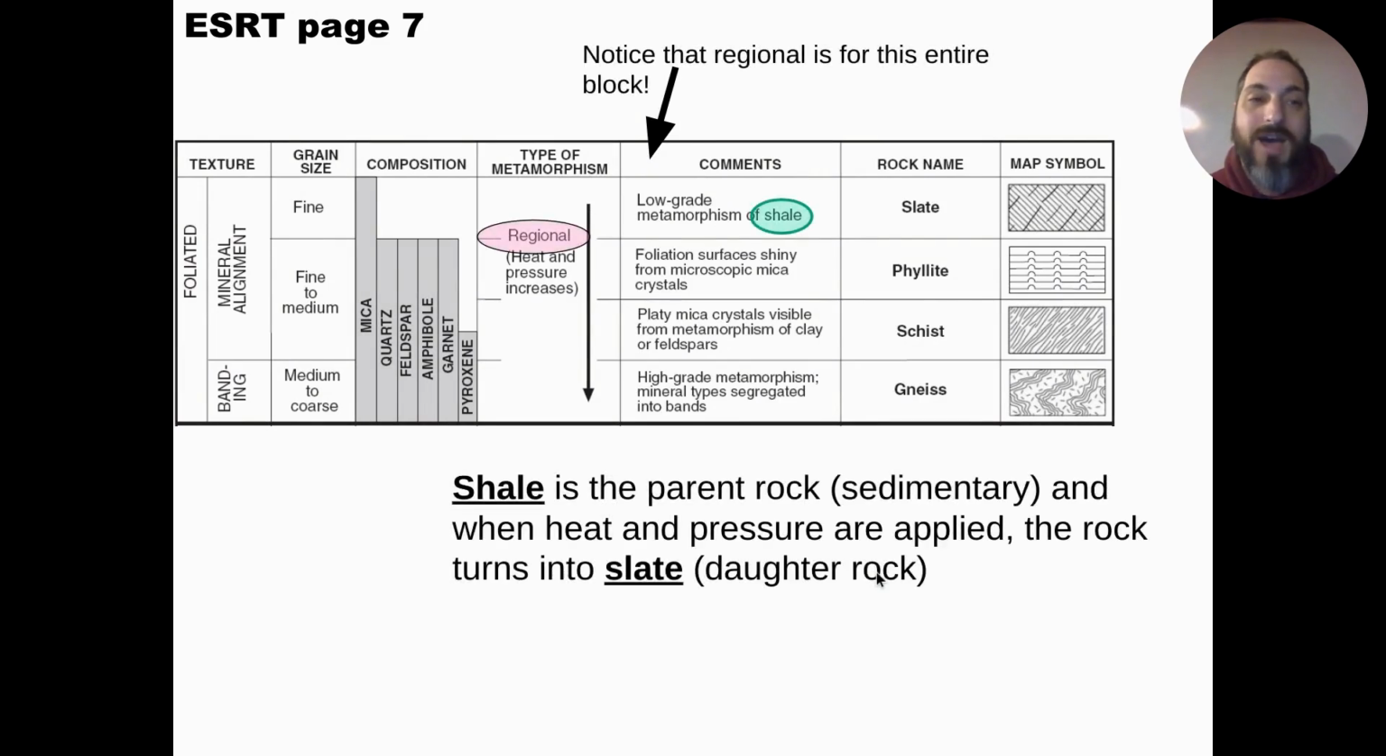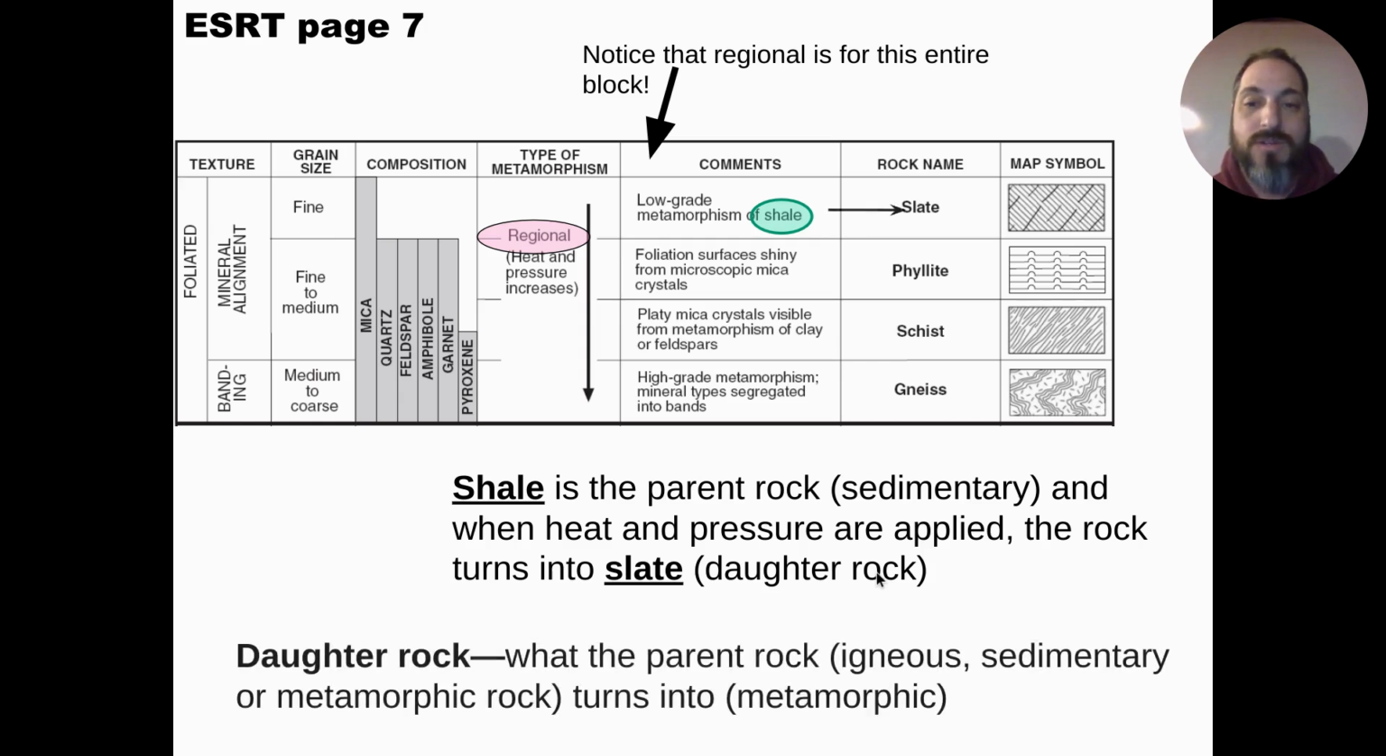So for the top part of this chart, for our foliated rocks, all of them are a result of regional metamorphism, right? So they are all going to be formed over large areas. Now, parent rock. Parent rock is going to be what rock was first formed and then subsequently changed by heat and pressure. So we're going to start here with shale. Shale is the parent rock of the rock slate. So you can see on the chart, it's going to go to our daughter rock. It's going to go from shale to slate.